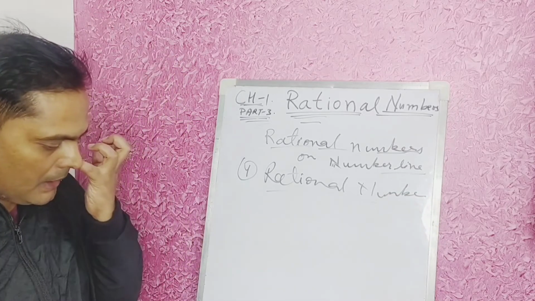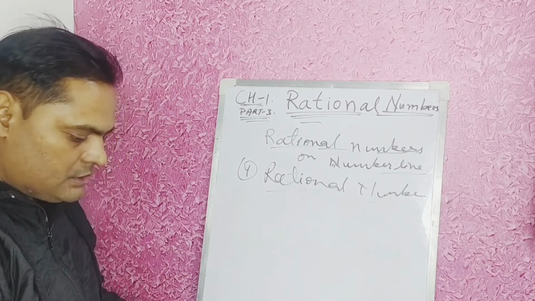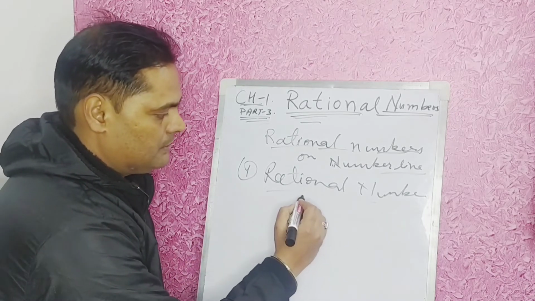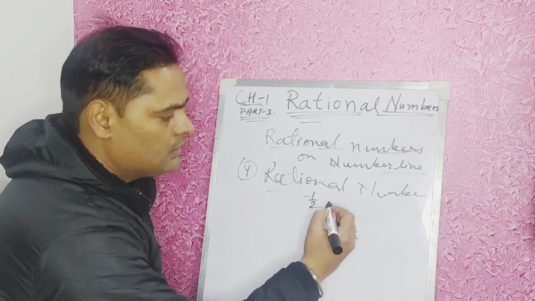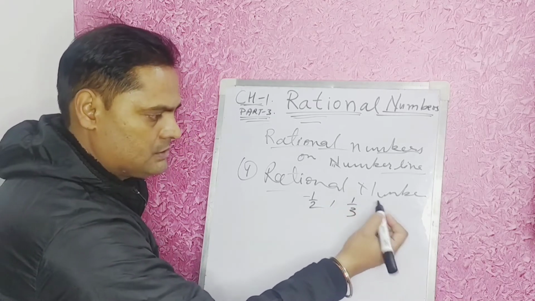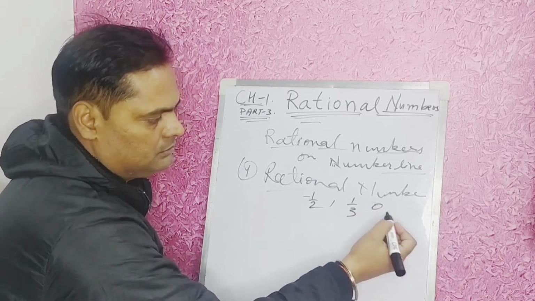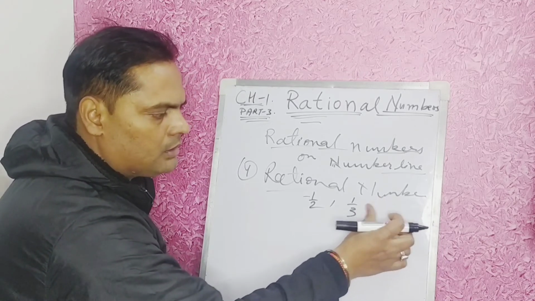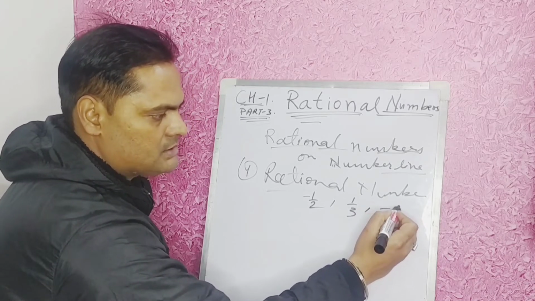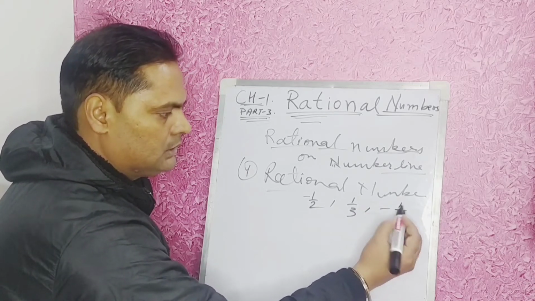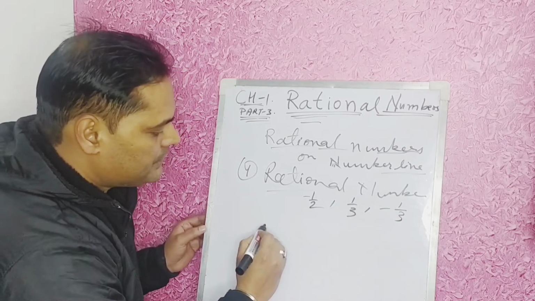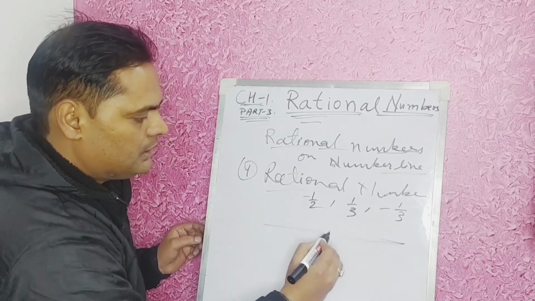So again, the rational number is always in the p upon q form, right? We know that -1/2, or 3, 1/3, and maybe 0, or maybe something else like -1/3 as well. Okay, so let's represent this on the number line.